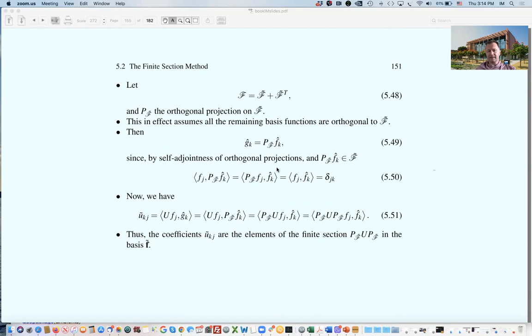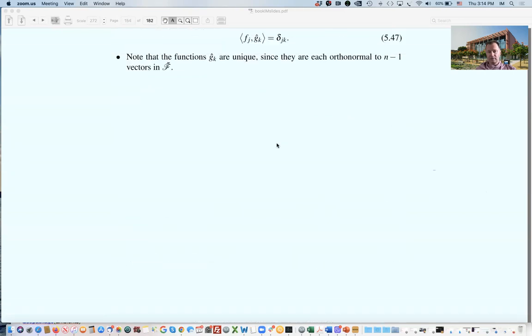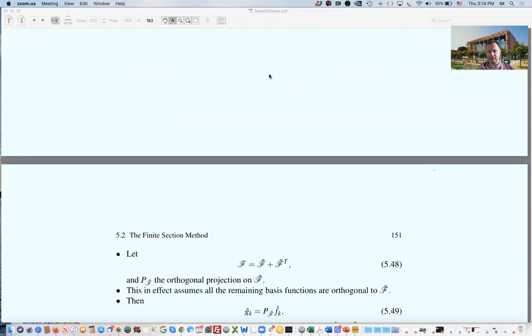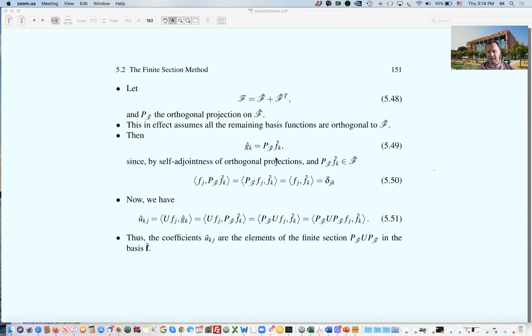And the nice thing about this is that those g_k hats defined this way are precisely the dual vectors in the finite dimensional subspace F tilde. So they're exactly the ones that we need. So in other words, you can just work in a finite dimensional space, find the dual, and everything is fine.